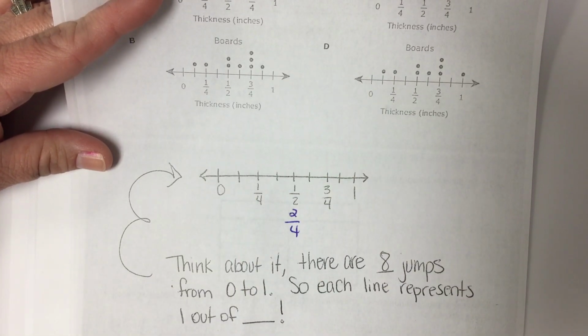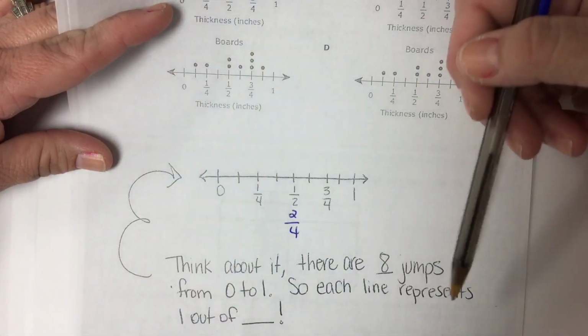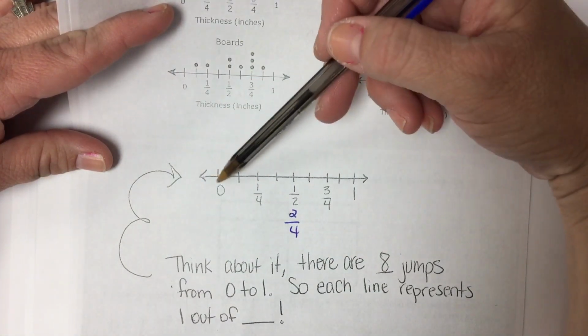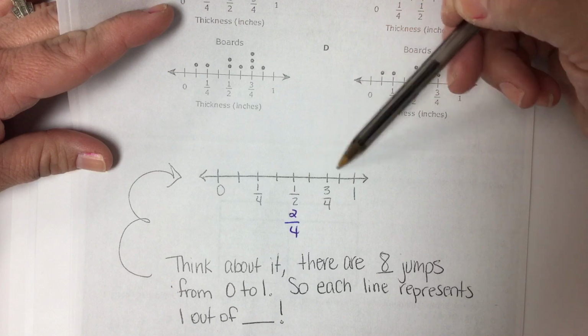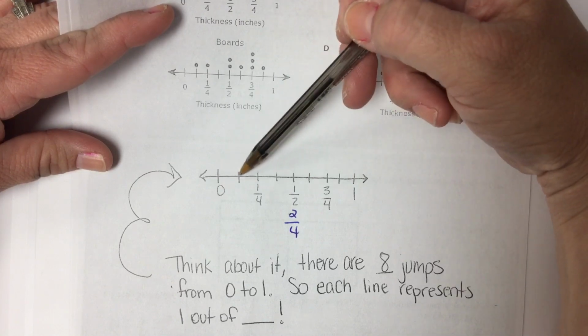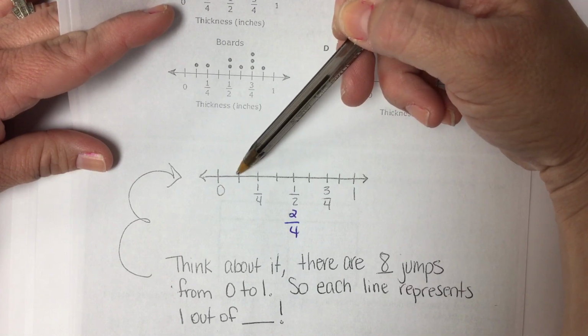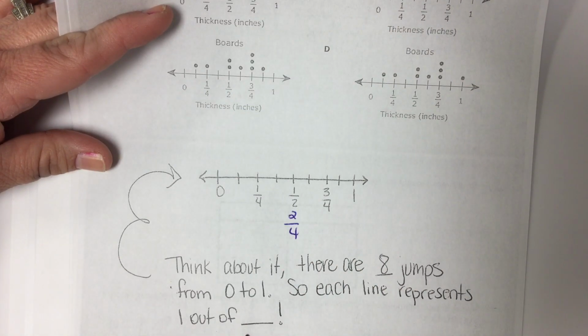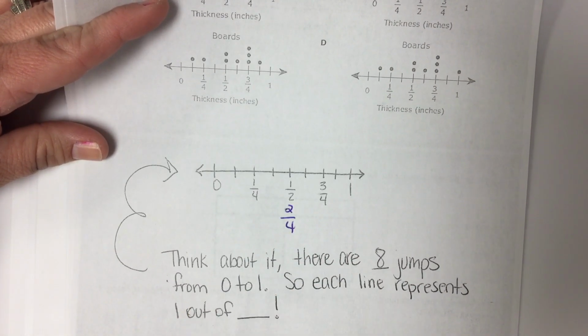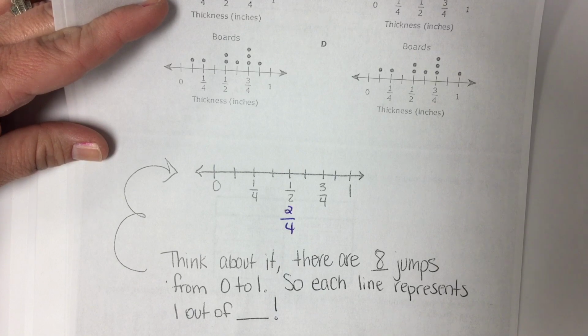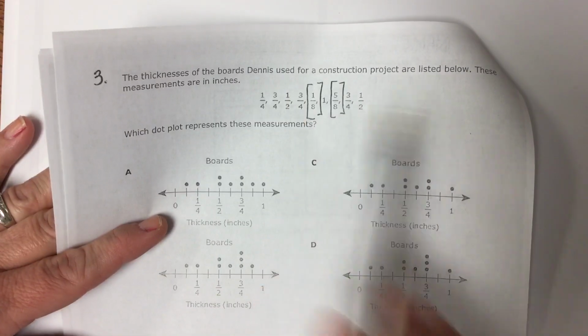So with the information that I know, going from 0 to 1, if I'm making 8 total jumps, that means each one of these numbers, or each one of these lines, is 1 out of what? How many did we just say? Okay, how many jumps did we make? That way you can plot these points.